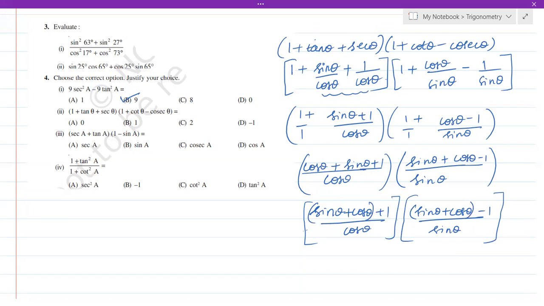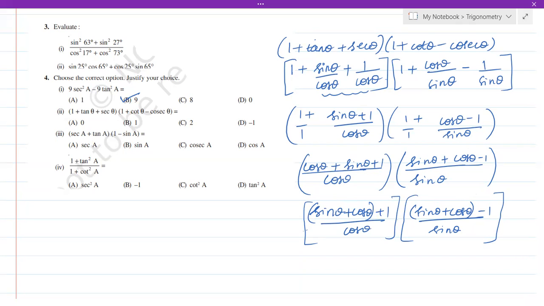Now if you observe carefully, this entire thing is one term, right? Let's say it is a plus b. Here also this is a minus b. If you observe the numerators, it is in the form of a plus b into a minus b, where this entire thing, sine theta plus cos theta, I am taking as a. So a plus b, a minus b.